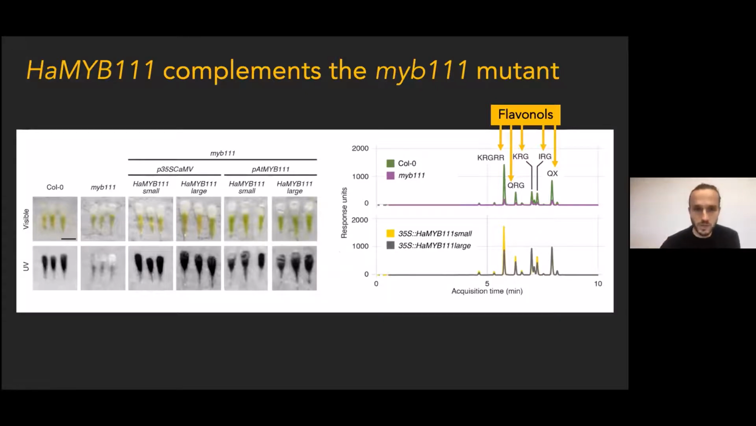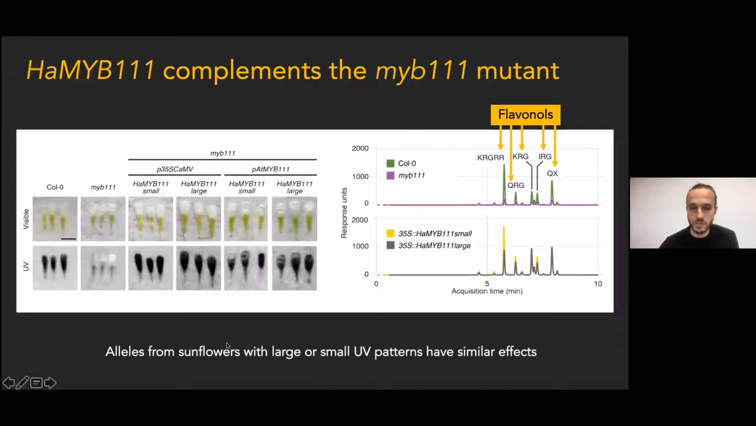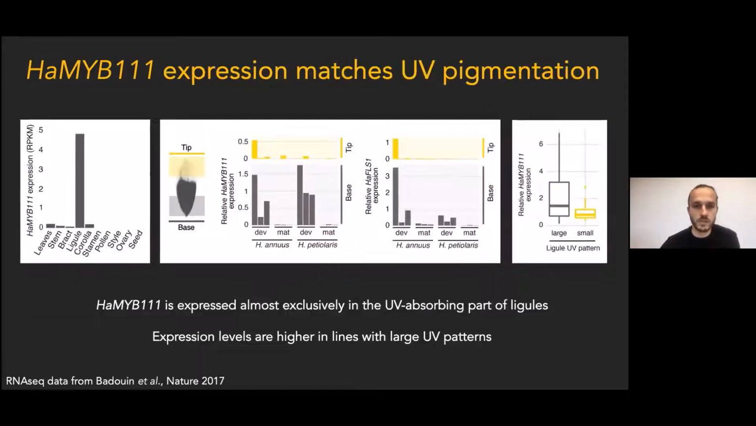The other thing to notice in this experiment is that we used two different versions of MIB-111 from sunflower. We used a version from plants that have large UV patterns and small UV patterns, and that doesn't seem to make much of a difference in how you can complement the mutant, suggesting that the difference between these two alleles is not in the coding sequence itself. So it's not the protein itself that functions differently, but probably something more in how the expression of this gene is regulated in different sunflower lines.